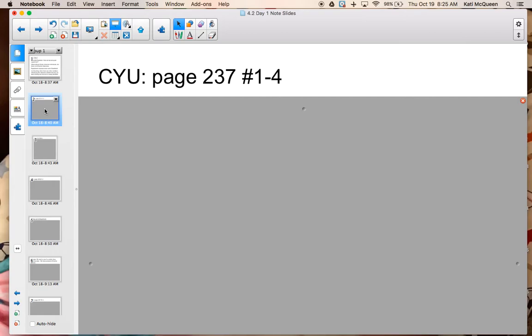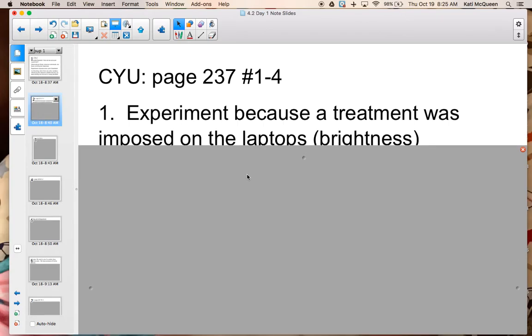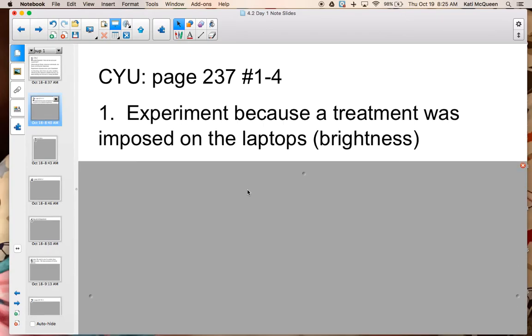All right, so in question number 1 then. They want to know observational study or experiment. So the first thing I'm thinking is, did they impose some sort of treatment? And yes, they did, so that makes it an experiment. So they determined what the brightness of the screen would be, so whether people could adjust it on their own or if it was already set for them. So that's the treatment. So they were put into a group that could adjust it or if it was already set.